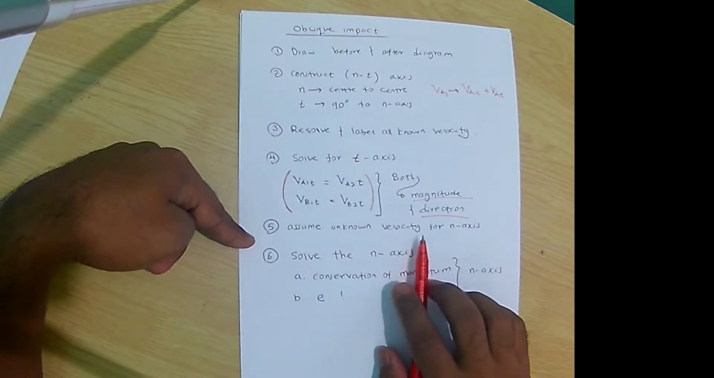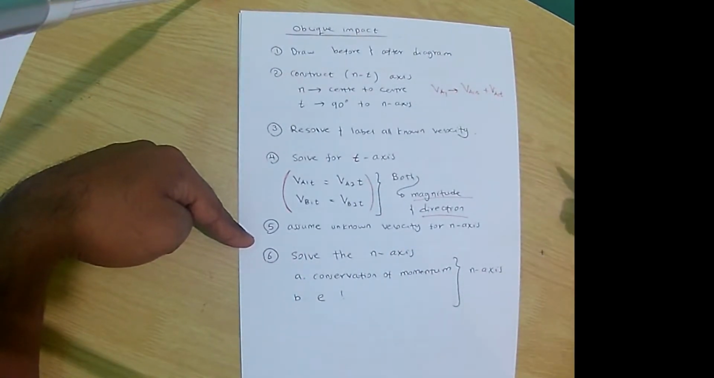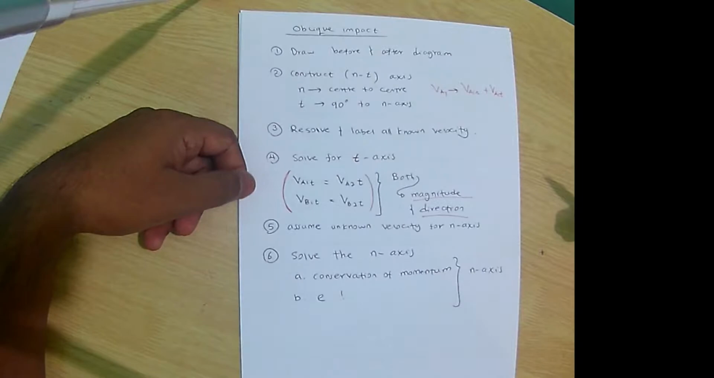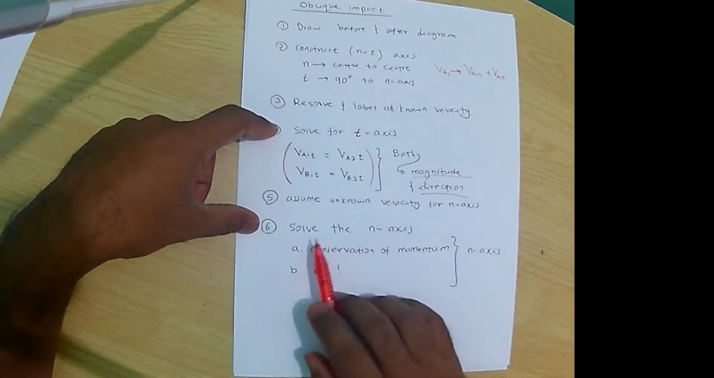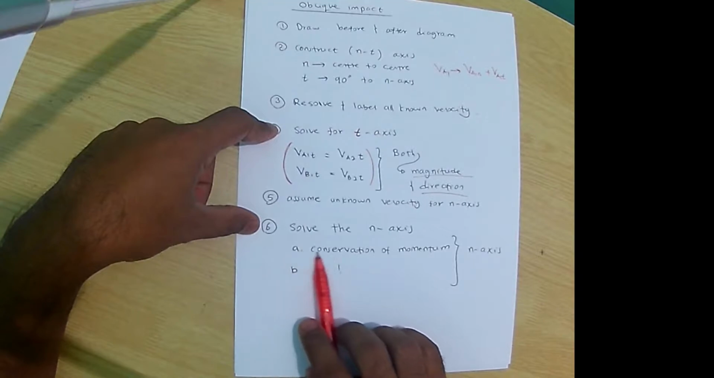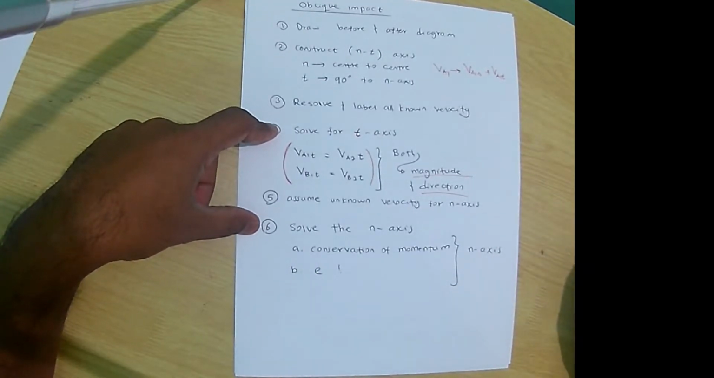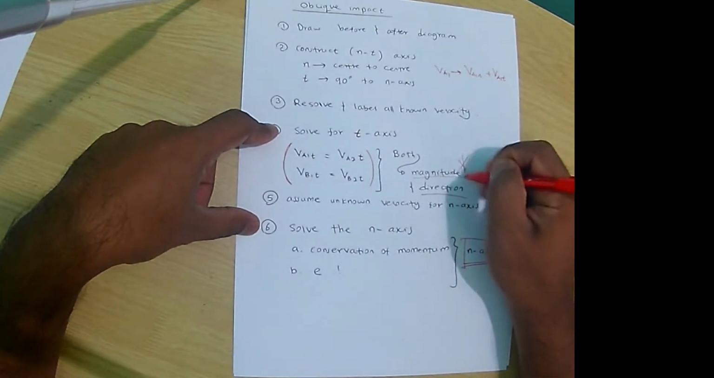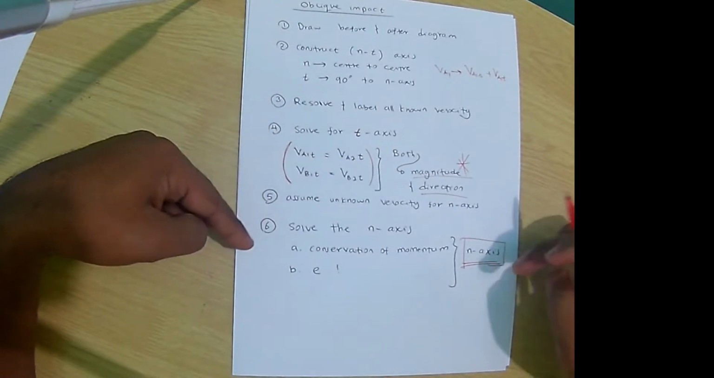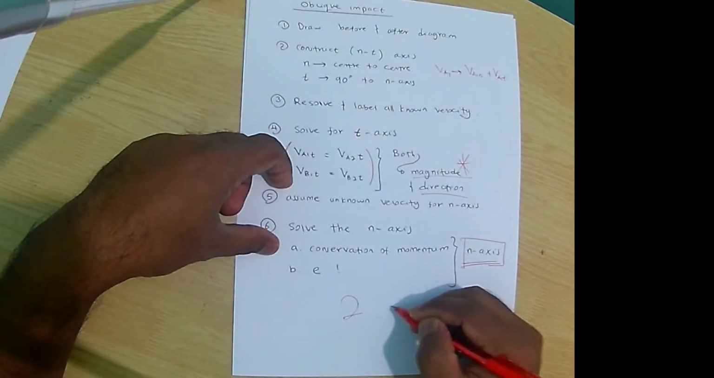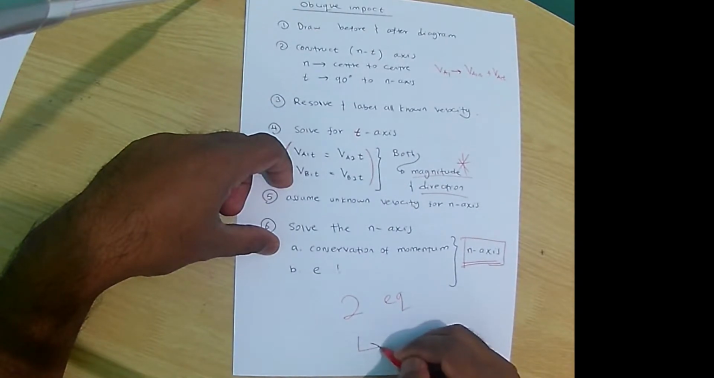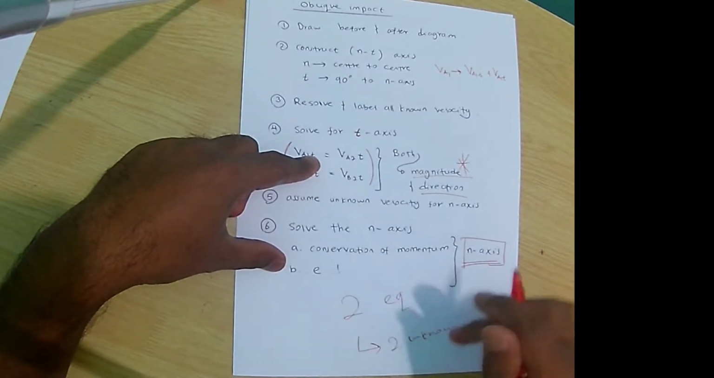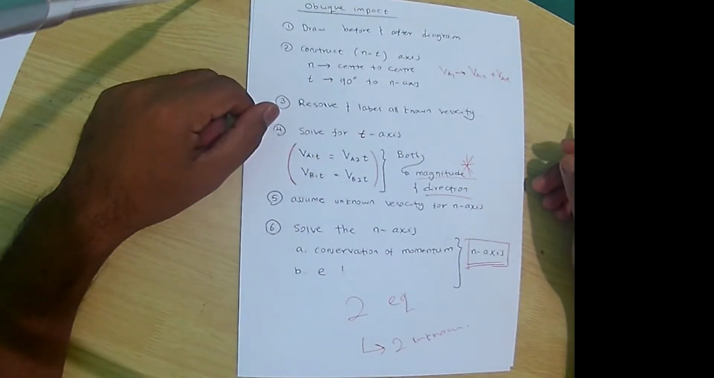So assume the direction of N axis that you didn't know. You don't know the magnitude, but you have to assume the direction of N axis. And now you can solve using these two equations. Okay, conservation of momentum and also coefficient of restitution. And again, make sure that it is only for N axis because the T axis you already solved here. Okay, so you only have one N axis. Again, you have two equations. Maximum you can have two unknowns. So you have two equations, you have two unknowns, so you can solve for this one.